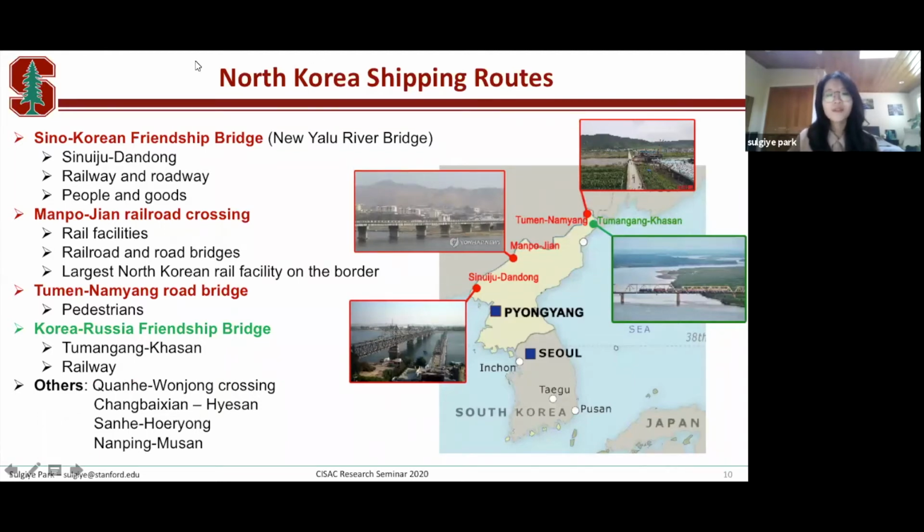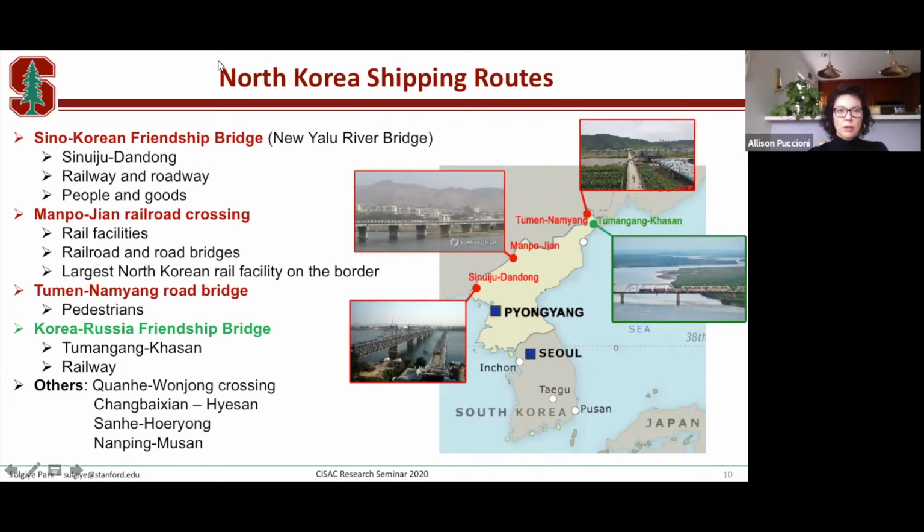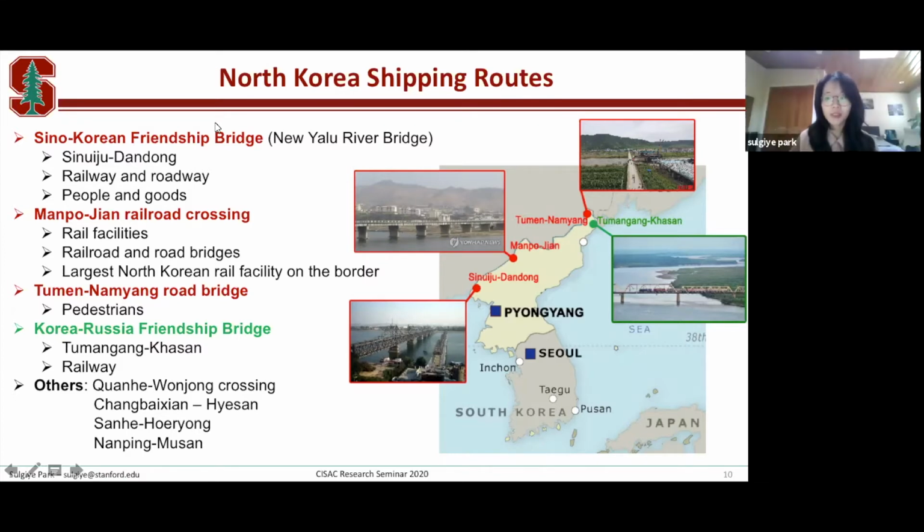Now, North Korea has a few shipping routes. There's the famous Sino-Korean Friendship Bridge, which is also known as the New Yalu River Bridge. And that's one of the main bridges between China and North Korea that's being used to transport goods between these 2 states. And there are other shipping routes between China and North Korea. That includes the Mampo-Jian Railroad crossing, as well as Tumen Namyang Road Bridge and some smaller crossings. And on the North Korea and Russian side, there's the Korea-Russia Friendship Bridge that we looked at.